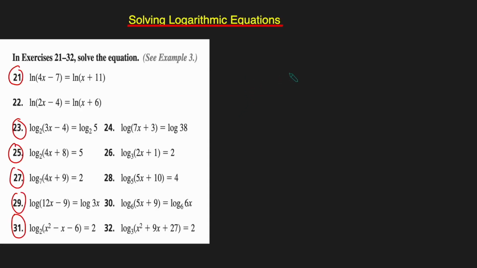Let's start with problem number 21. It is the natural log of 4x minus 7 equals the natural log of x plus 11. We could say that to get rid of the natural log, we raise both sides to the e, and that will get rid of the logs. But since there's a natural log over here and a natural log over here, we could just take the quantities and make them equal to each other. However you like, it would be the same.